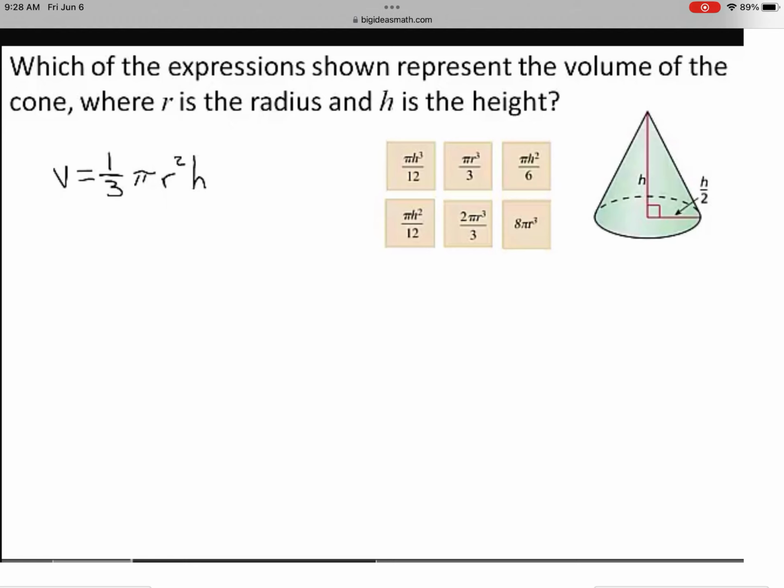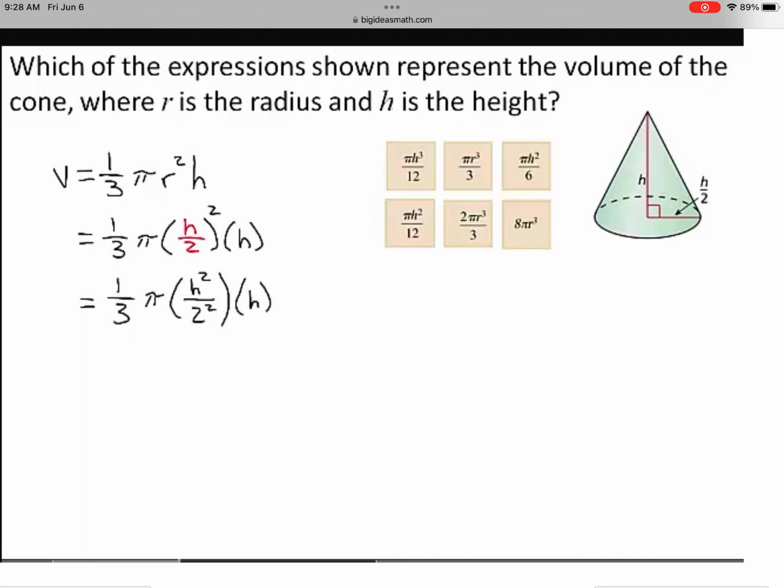Substitute h divided by 2 for r to get V equals 1/3 times pi times the quantity h divided by 2 to the second power times h. Next, use the power of a quotient property to get V equals 1/3 times pi times the quantity h to the second power divided by 2 to the second power times h, which simplifies to V equals pi times h to the third power divided by 12.